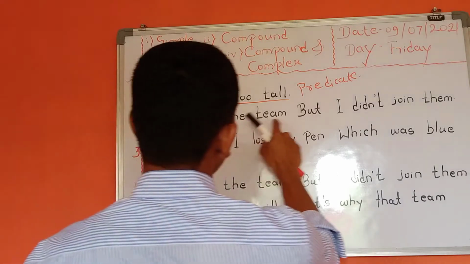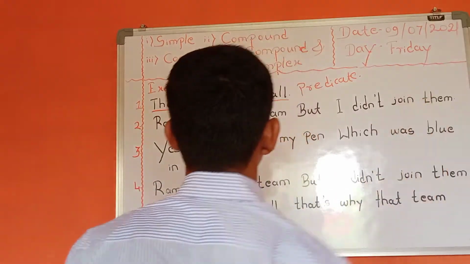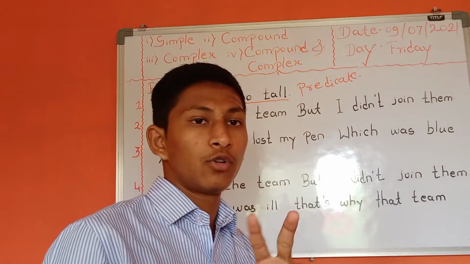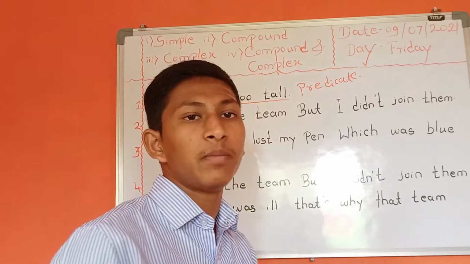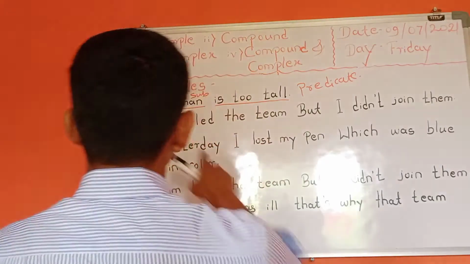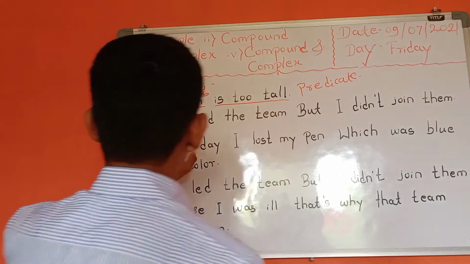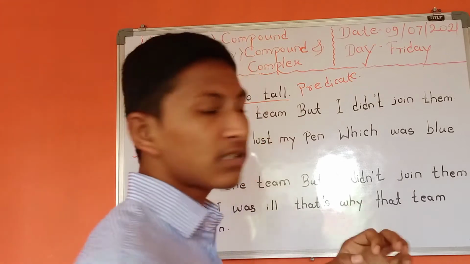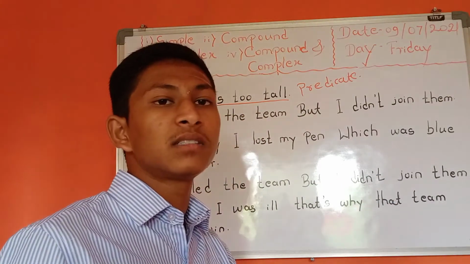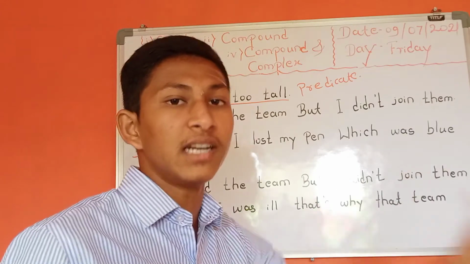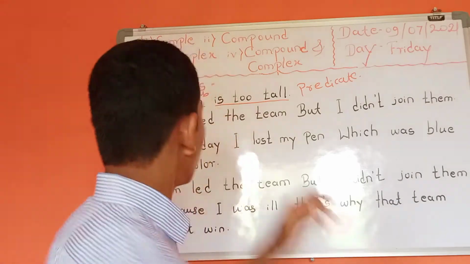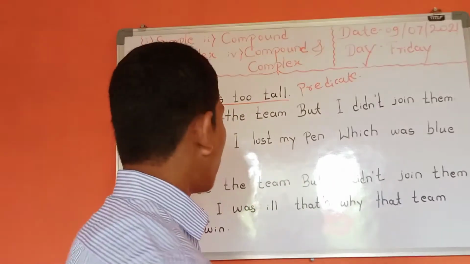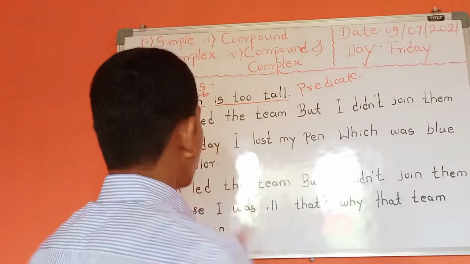Here, Ram led the team, but I didn't join them. Compound sentence. In a compound sentence, as you can see here, two independent or main clauses will be there. That's what we call a compound sentence. As you can see, Ram led the team. This is meaningful in itself. That's what we call an independent clause. Dependent means a sentence that is dependent upon other sentences. That we call a dependent clause, subordinate clause. This is a main clause. Here in a compound sentence there will be two main clauses instead of a subordinate clause. That's what we call a compound sentence.